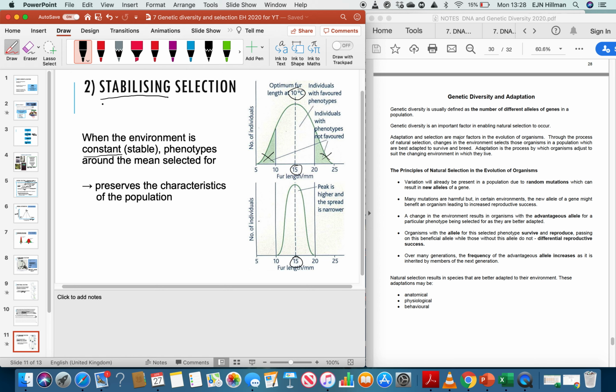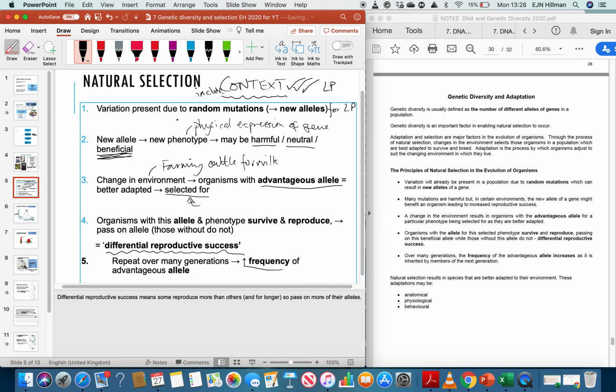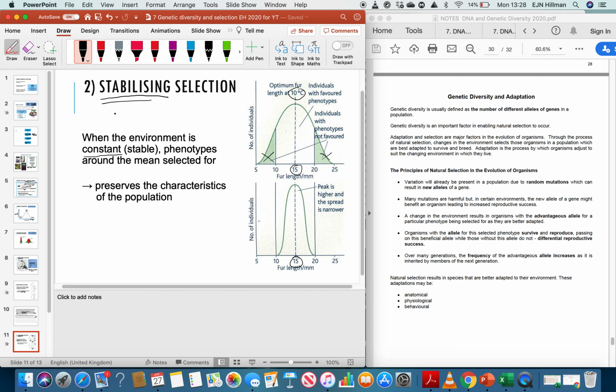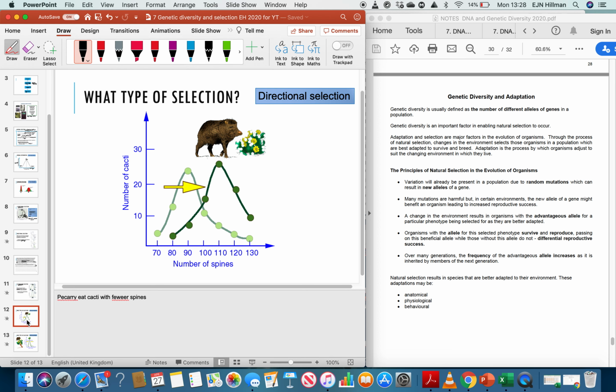Now, this is stabilising selection. Again, use this as a framework for answering that. Okay, use the context if there is one to explain it, and also state the type of selection. So here we've stated that this is stabilising selection. Previously we looked at directional selection. So here we've got another example. What type of selection is this? Well, it's directional selection.